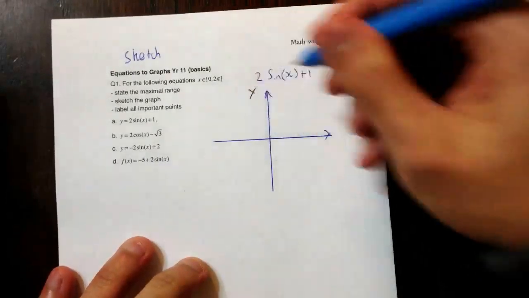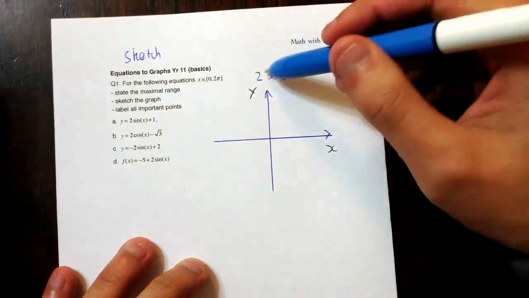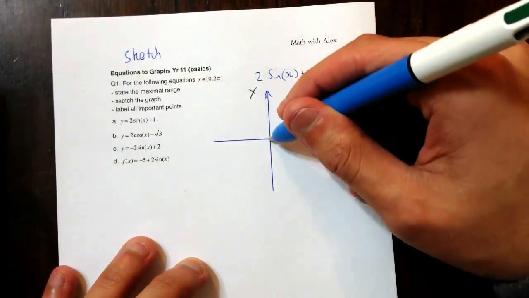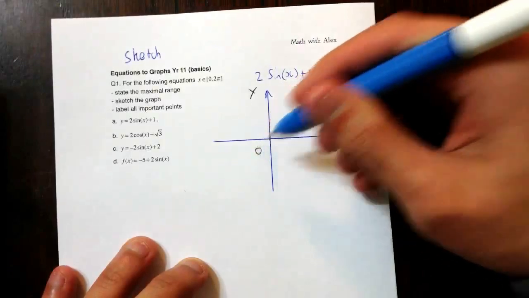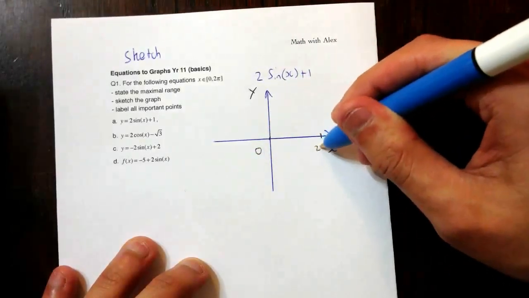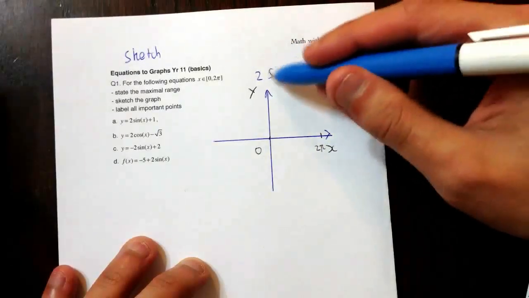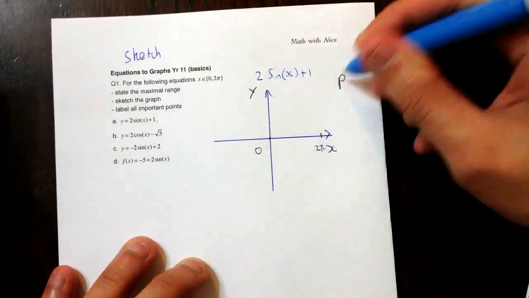Anyway, y and x. 2 sine x plus 1. So you're like, blank sheet. I don't know what to do. First, let's figure out where we're going from. So we're trying to sketch from 0 to 2 pi. So that's good to know. And the other thing is, this equation, we need to know what we're working with.